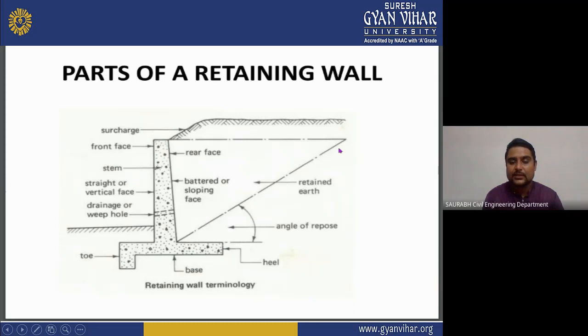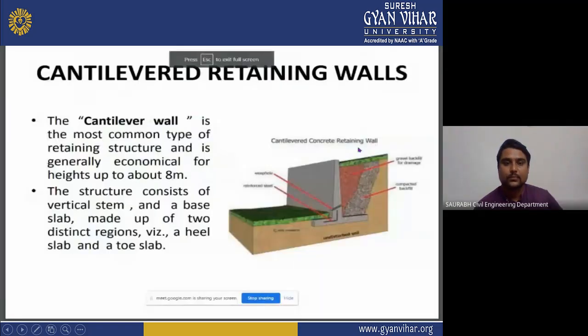In many exams, this type of question has been asked: what is the angle of repose? Angle of repose will be like this. This is your retained earth, and this angle is formed between this earth and the retaining wall heel, and that will be known as the angle of repose.